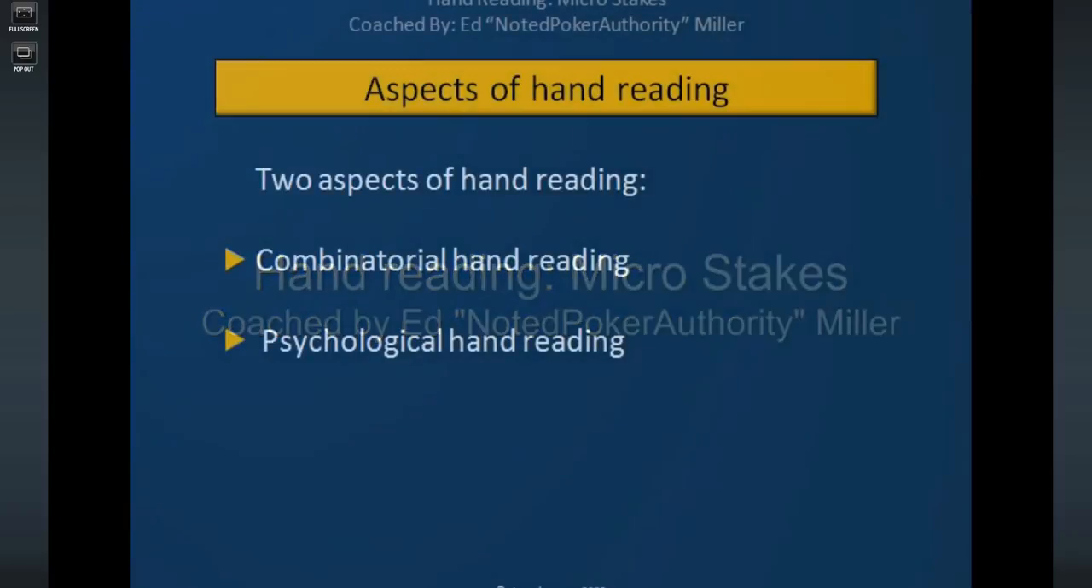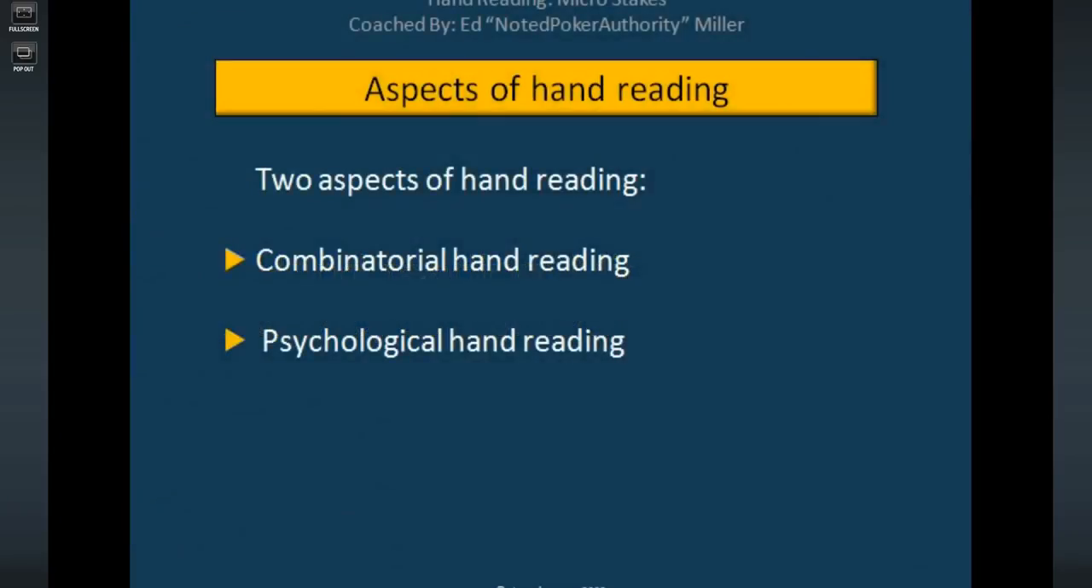So there's, as I see it, basically two major aspects of hand reading, and I call the first one combinatorial hand reading, and then the second one is psychological hand reading. And I'll tell you what I mean. So combinatorial hand reading is sort of just based in math. And the idea is that certain hands are just more likely to be dealt than other hands. And so knowing that and understanding that actually goes a long way toward reading hands.